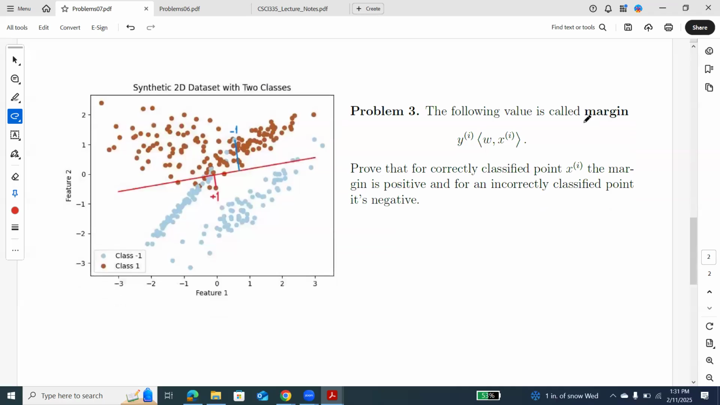let's introduce a new notion, which is called margin. So margin, by definition, is just the product of our dot product, or our model prediction, and the target. And I want you to prove that the margin will be positive for correctly classified points and negative for incorrectly classified points.